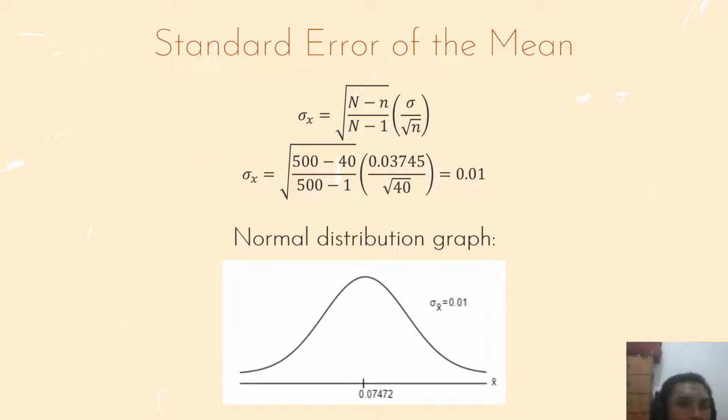And then we're going to compute the standard error of the mean. The standard error of the mean measures how much error there is in the sample that we took, and I got a standard error of the mean of 0.01. I also provide the graph, as you can see below the formula.